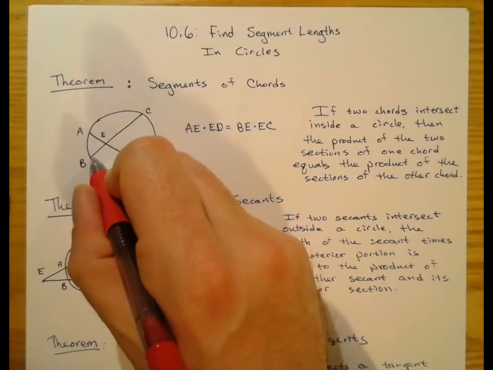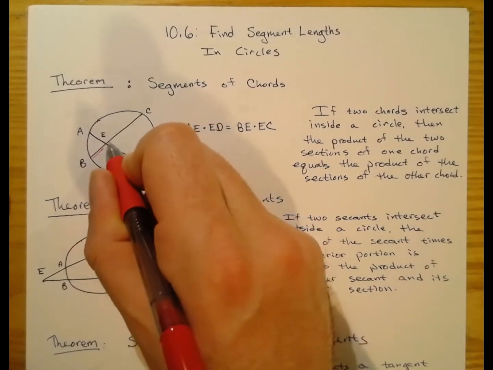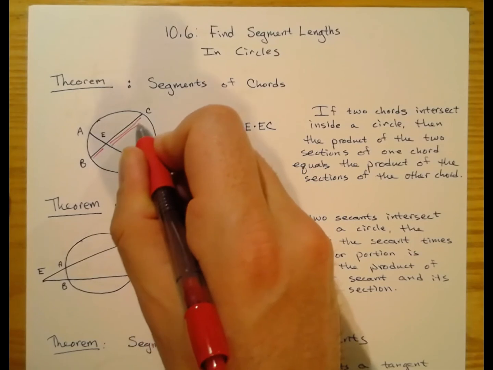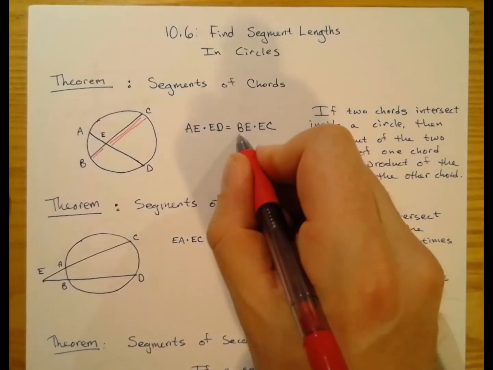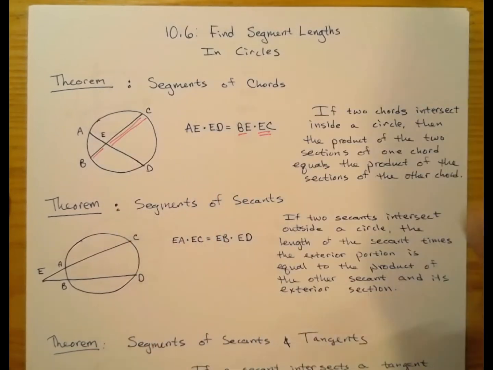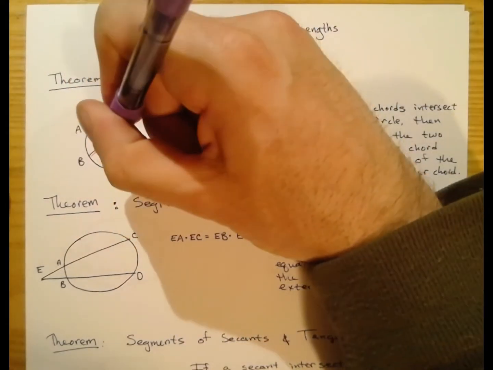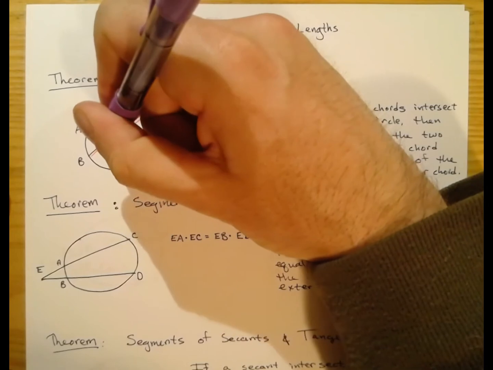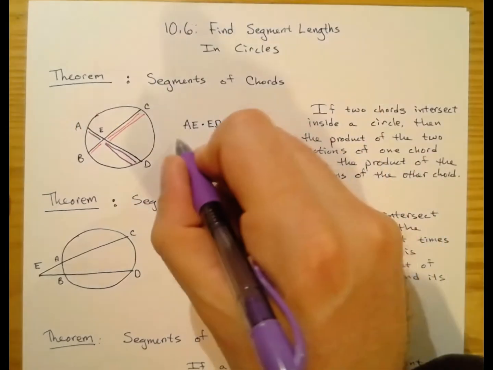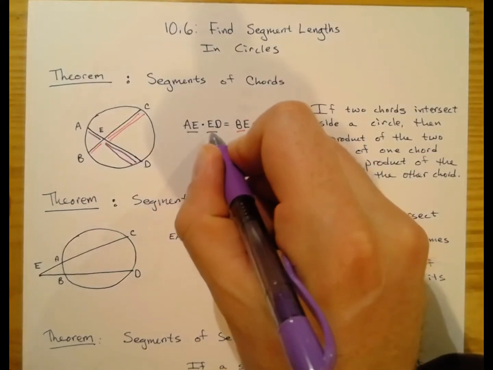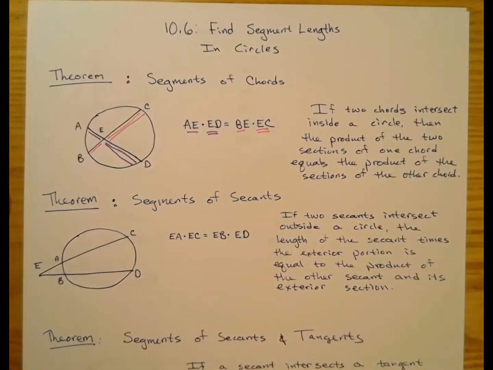So if I took a look at BE times BC, the product of those two is exactly equal to the product of the two other sections.